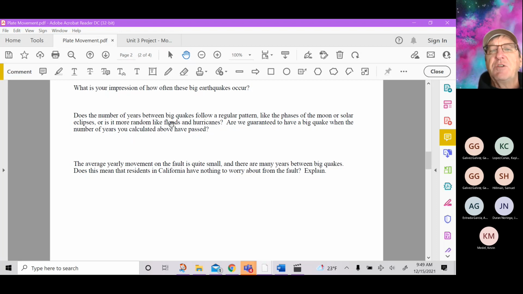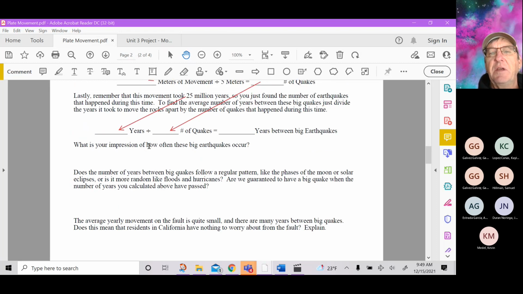So this is a two-part question. First part, what do you think? Do the earthquakes follow a regular pattern or are they more random? Second part, you calculated this number of years up here, whatever that might be, which I think is in the several hundred range. Are we guaranteed to have a big earthquake when that many years have passed by? I don't know, let's say you got 350 years between earthquakes. Does that mean that since we had one in 1906, the next one will definitely be in 2256?